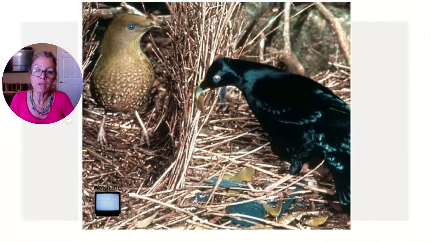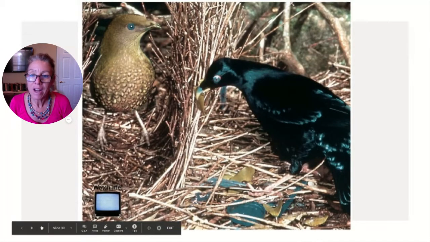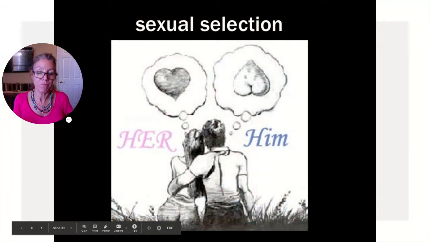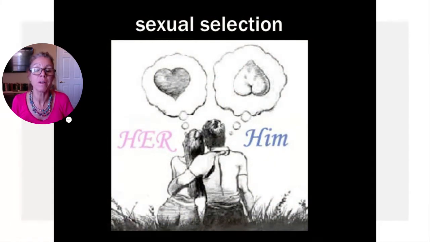Bowerbirds do other things too. They do dances that look like little flamenco dances, and I'll show you some of those in class. They're pretty cool. All right. Sexual selection. I know some of you are going to look at this picture and be like, oh my gosh, Mrs. Sloan, this is offensive.